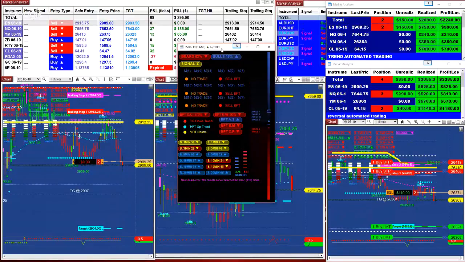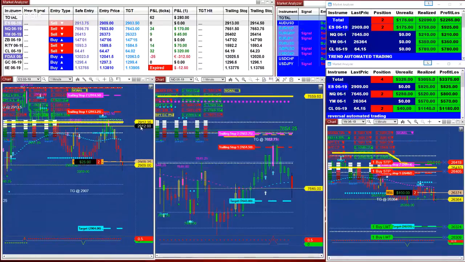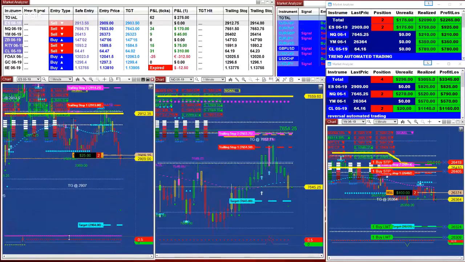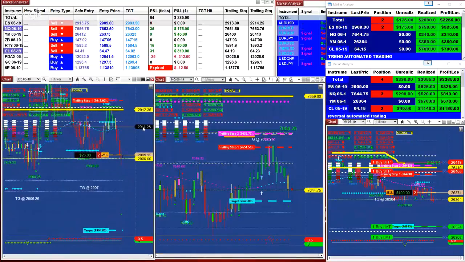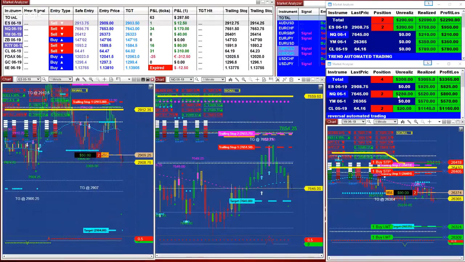A lot of sellers coming in here. You don't have to worry about it, a little pullback. Don't let this market tease you. You just stay put on it. And we are going down in this direction. For the NASDAQ trader, whoever took the reversal on the NASDAQ, you are up to $280 on that trade.